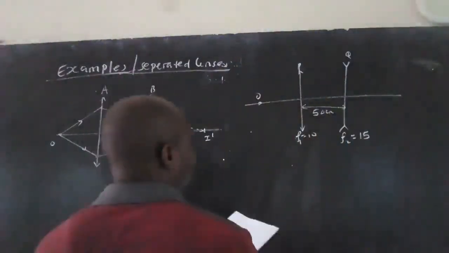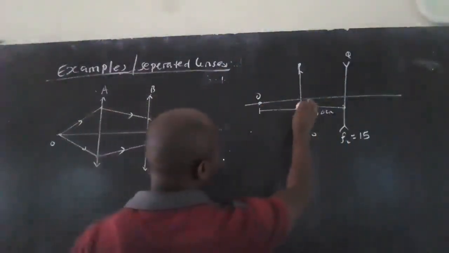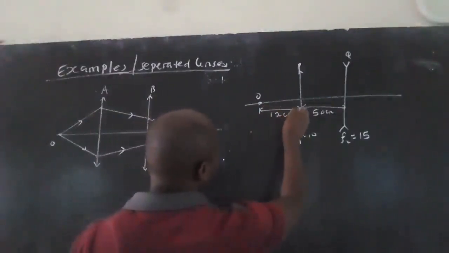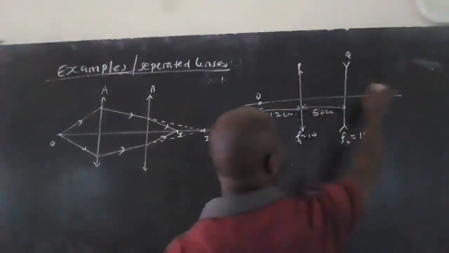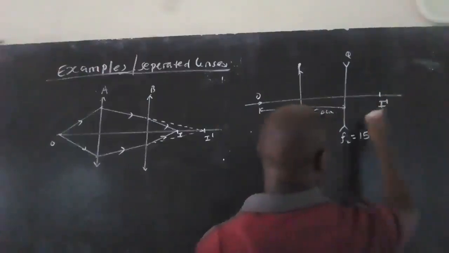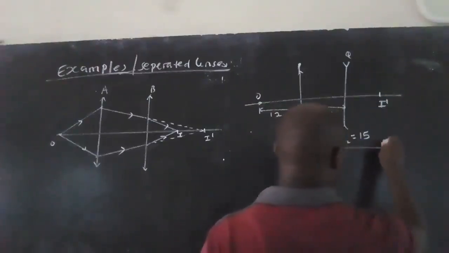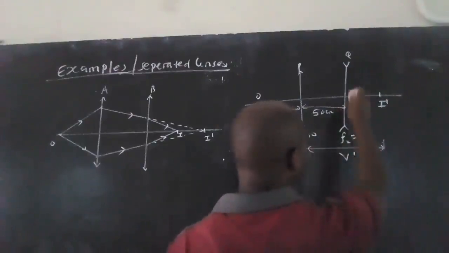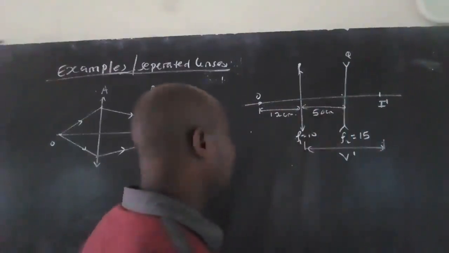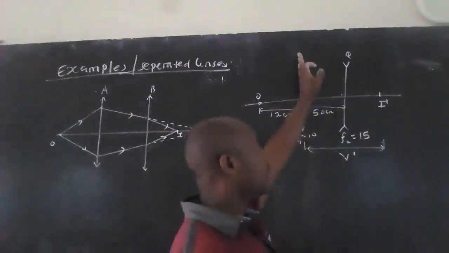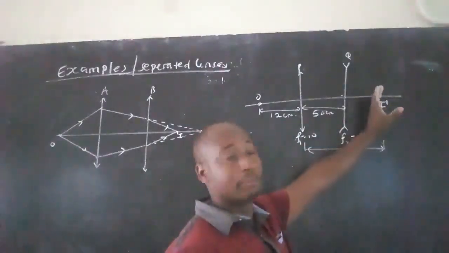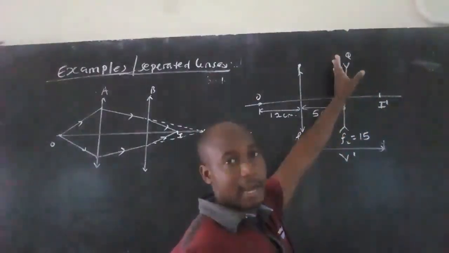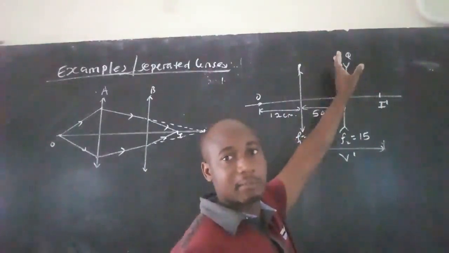So it is placed at 12 centimeters. So from here to here, it's 12 centimeters. So now this one forms an image here. Let us take I prime. The distance here we shall call V prime. So we don't know where this one forms the final image. But this image formed by P will act as an object for Q, and then Q will use it as an object and form the final image.